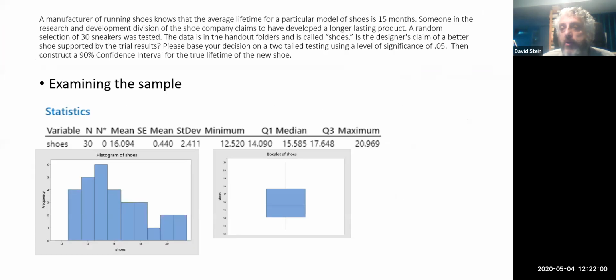All right, here we go. Here was the data I got. I got a mean of 16.094, which is a little bit bigger than 15. We'll have to see if it's bigger enough. Standard deviation of 2.41. Now looking at this histogram, this one makes me feel a little bit unsure about this because, and I'm going to talk about this in the assumptions, but this looks a little bit skewed to me. I see that skew in the box plot. Okay, so let's get started.